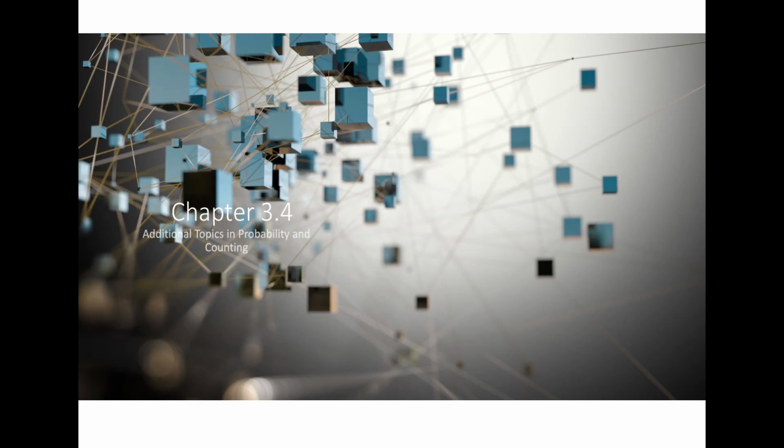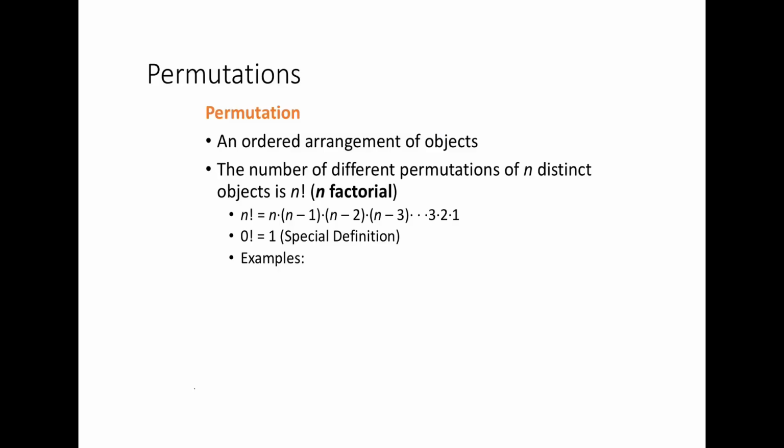In this section, we're going to look at additional topics for probability and for counting. We're going to start by looking at some of the counting ideas. And the first concept we're going to look at is a permutation. A permutation is an ordered arrangement of objects. Many times we're looking at how many different ways a number of distinct objects can be ordered. And to find this, we can use n factorial.